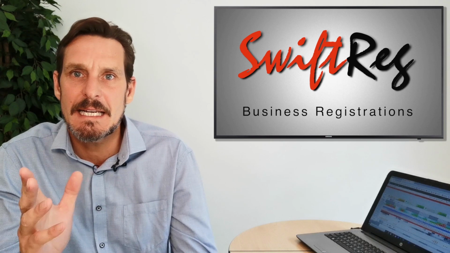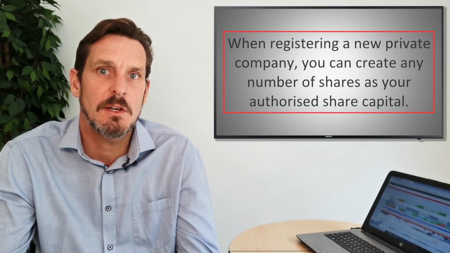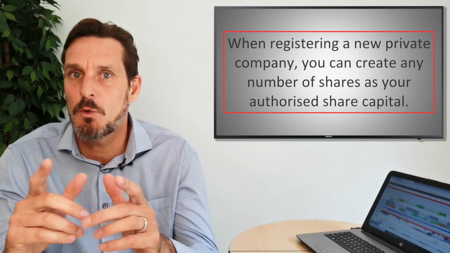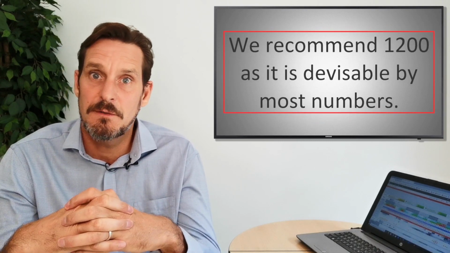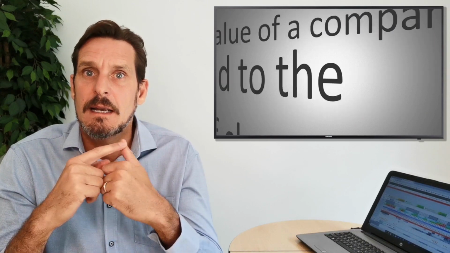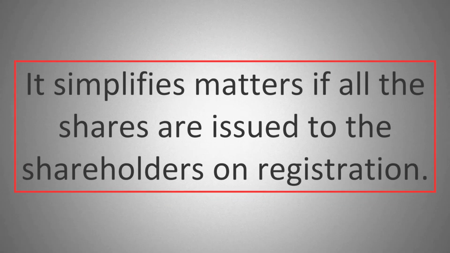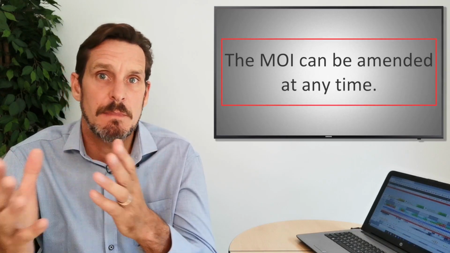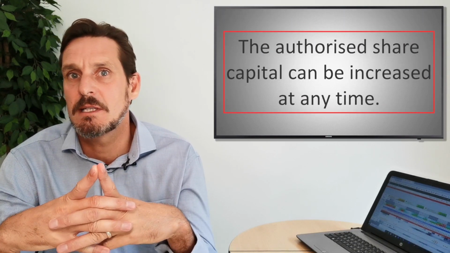This has been a reasonably technical video, so let me summarize some of the key points. Number one, when registering a private company, you can create any number of shares as your authorized share capital. Number two, we recommend 1,200 shares as your authorized share capital, as it is divisible by most numbers. Number three, the value of the company is unrelated to the shares. Number four, it simplifies matters if all the shares are issued to the shareholders on registration. The fifth point is that the MOI can be amended at any time. And finally, the authorized share capital can also be increased at any time.